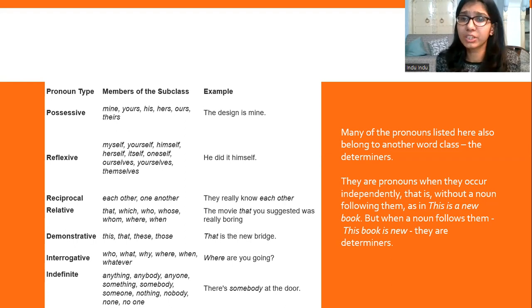Many of the pronouns listed here belong to another word class as well, that is the determiners. They are pronouns when they occur independently, without a noun following them, as in, this is a new book, right? But when a noun follows them, for example, here, this is a new book, there's no noun after this. But when we say this book is new, this is a determiner here.